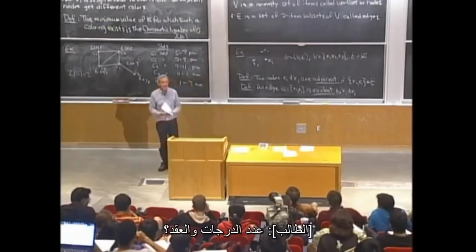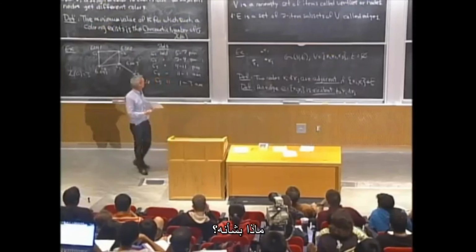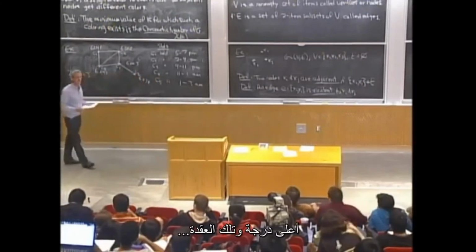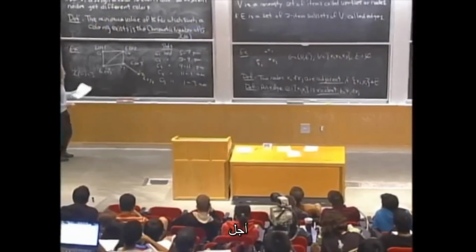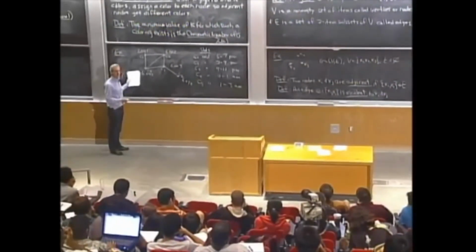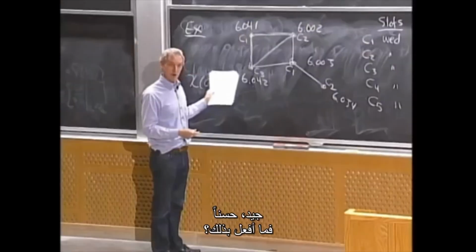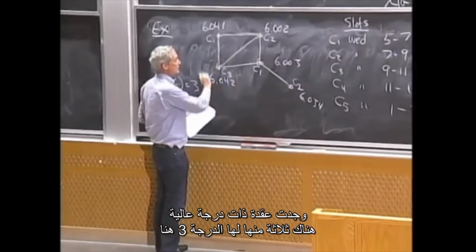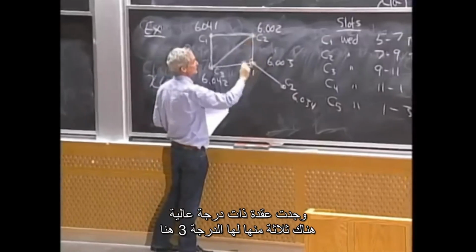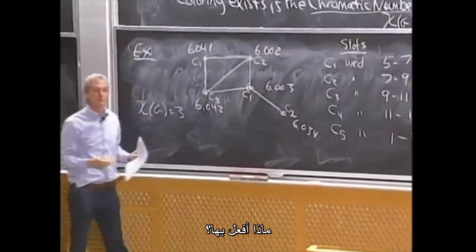Yeah? Number of degrees on the node. The number, what about it? Like the highest degree in that node for 6442 is degree 3. Yeah? So you can use that. Good. All right, but so what do I do with that info? So I found a node with high degree. There's 3 of them that have degree 3 here. What do I do with them?